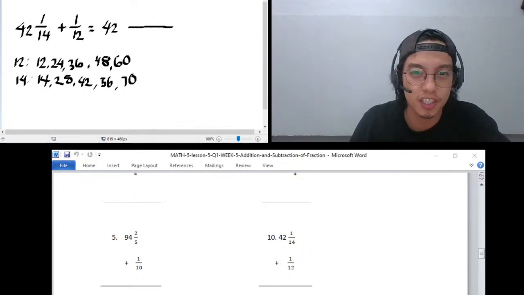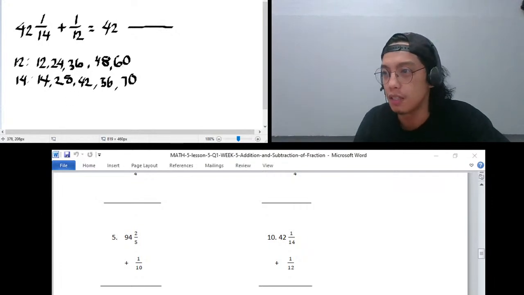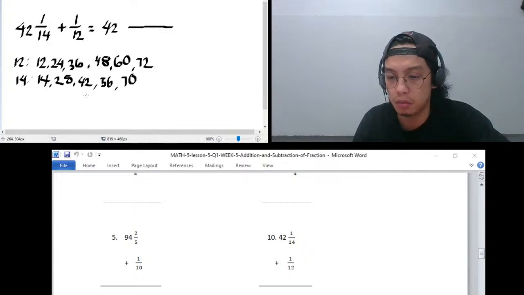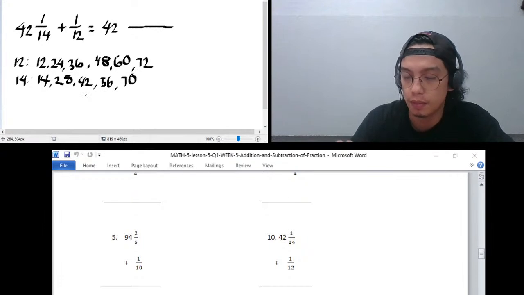Wala na i-search. Dili pa din siya mga. Okay. Another bit. 60 plus 12 is 72. Sakto akong ibo. 1, 2, 3, 4, 5, 6. Sakto na.